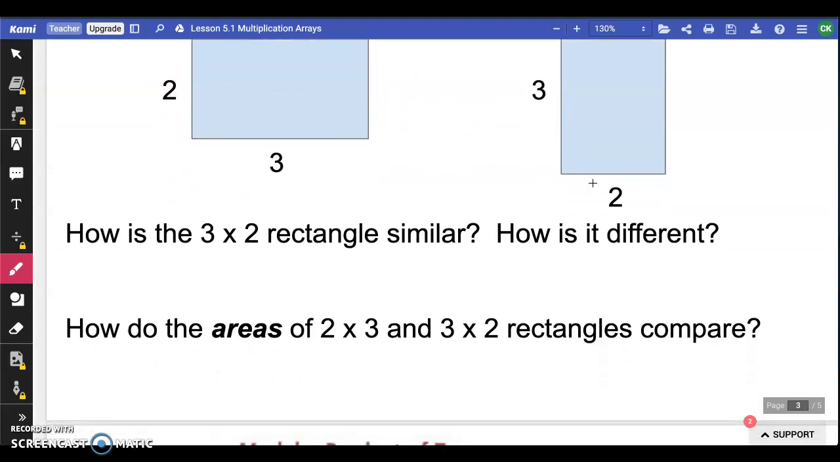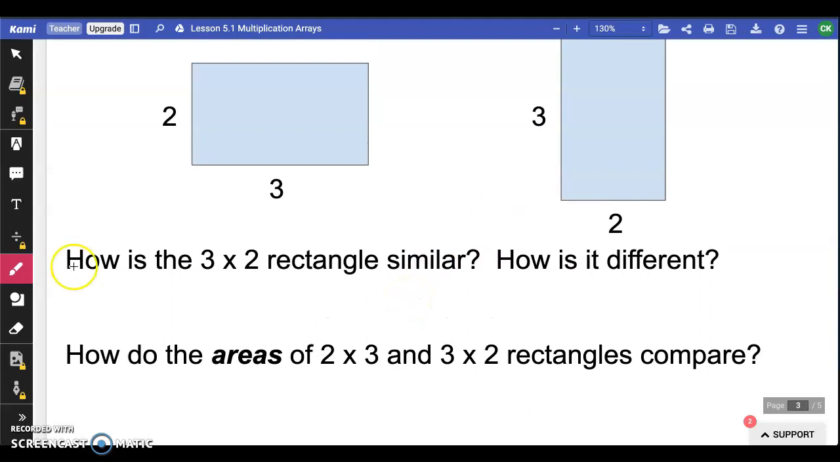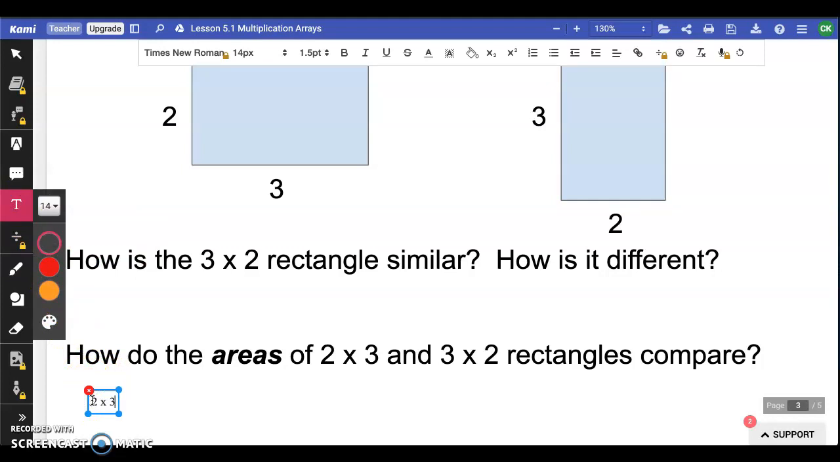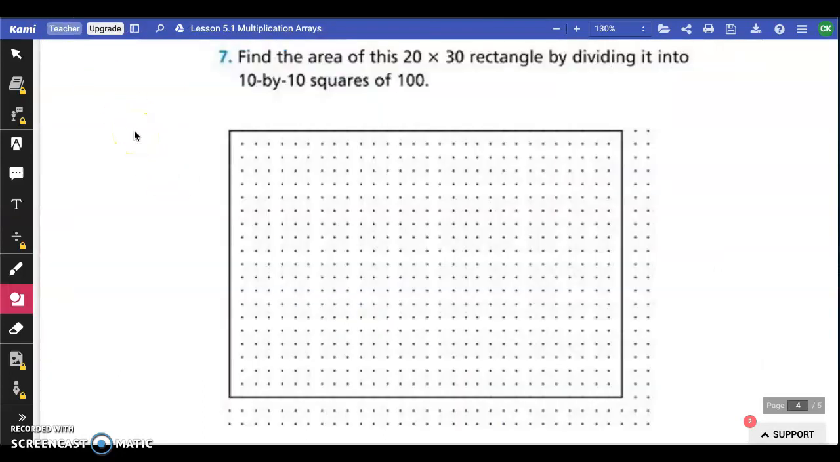So how do the areas of 2 by 3 and 3 by 2 rectangles compare? Well, if we're to find the area of both of these, I would do 2 times 3, and that would equal 6. Over here, I would do 3 times 2. And we know from the commutative property of multiplication that the order does not matter. It does not change your answer. So in this case, it would also be 6. So how do they compare? They are the same.